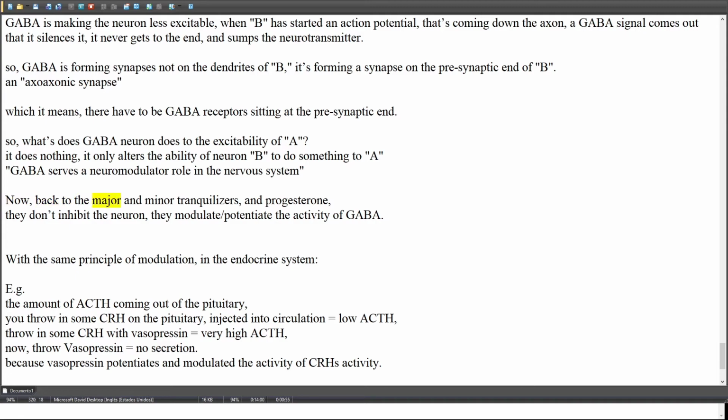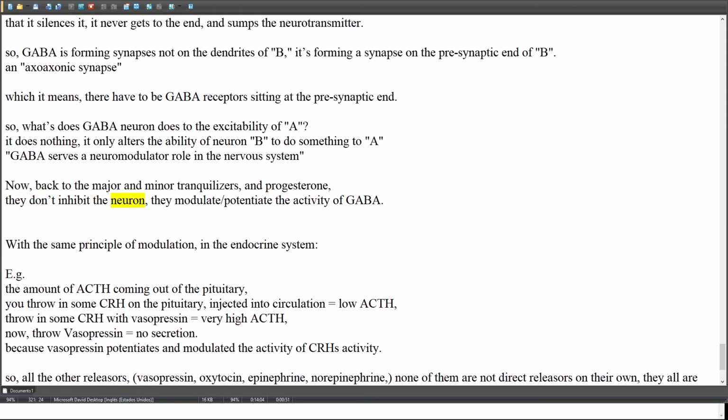Now, back to the major and minor tranquilizers, and progesterone. They don't inhibit the neuron, they modulate and potentiate the activity of GABA.